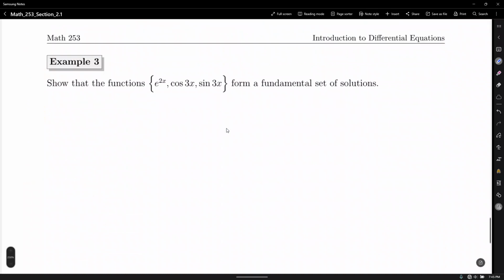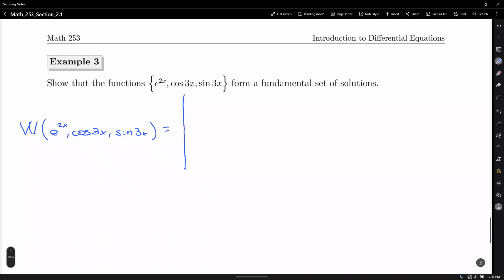Okay, example number 3. Let's do a 3 by 3 one. All right, this one is going to be fun. It's going to be an interesting one to do. Okay, so same. Show that the functions given in the set form a fundamental set of solutions. So that means we need to compute the Wronskian of e to the 2x, cosine 3x, sine 3x.